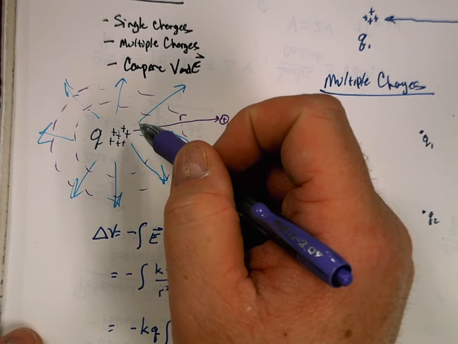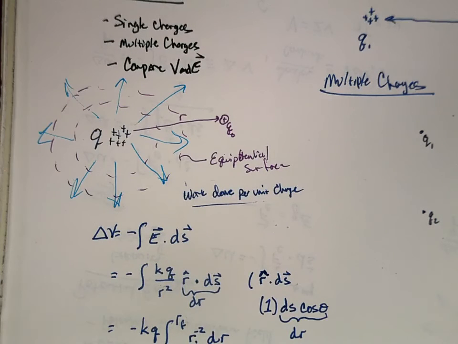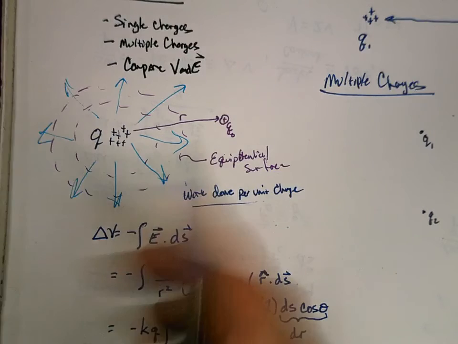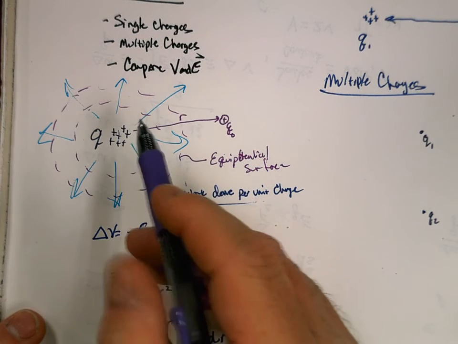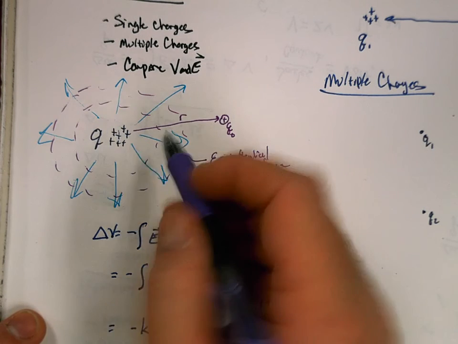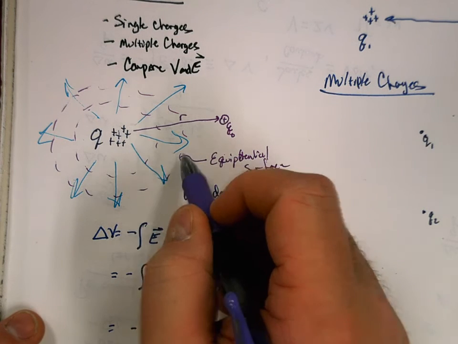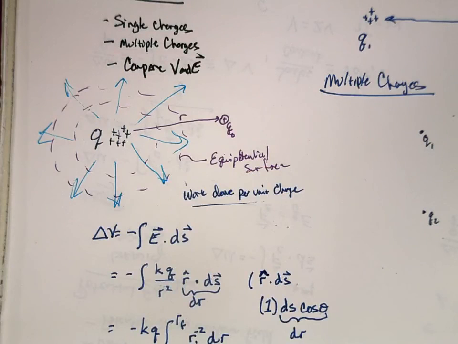So if r is the same the whole time, what shape is made from a constant radius? A circle, or in 3 dimensions, a sphere, right? So around a point charge, there is a spherical equipotential surface. Let's say this is 4 volts, and then we move further out, that would be 3 volts, right? And these surfaces are equipotential.